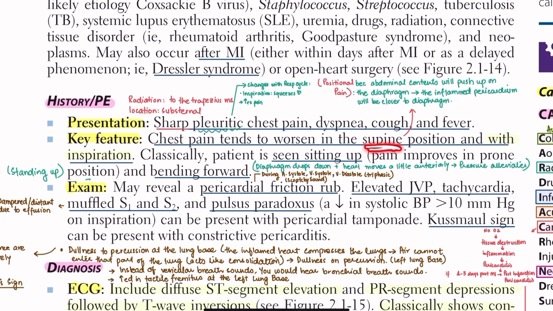Why does it increase in the supine position? Because the abdominal contents will push up on the diaphragm and that will result in the inflamed pericardium becoming closer to the diaphragm, and that will increase the pain of the patient. Usually when the patient comes to you, you will see that the patient is sitting up and bending forward, because when he sits up, the diaphragm will drop down and the heart will move a little anteriorly, which means the pressure will alleviate. You might also find the patient standing up. So these are some of the maneuvers that will help the patient in alleviating his pain, and that's how you will find the patient most of the time.